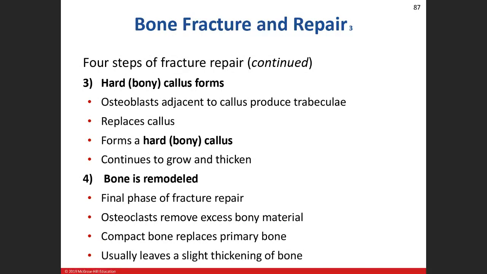Okay, so how do we do that? Well, guess what? We get our osteoblasts on site. Okay, so they move into that area, and then we're going to start to lay down our bone matrix. All right, we're going to start to form trabeculae, all right, bone spicules there. And so we go from that soft callus now to that hard bony callus.